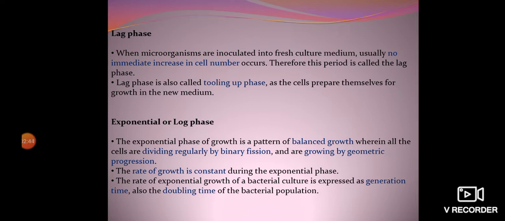Second one is exponential or log phase. In this phase, the growth observed is balanced growth, wherein the cells are dividing regularly by binary fission and are growing by geometric progression. In this phase, the rate of growth of bacterial population is constant, and this rate of growth is expressed as generation time, also known as the doubling time of the bacterial population.